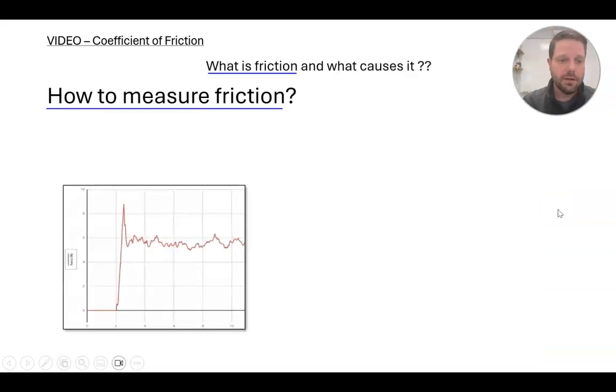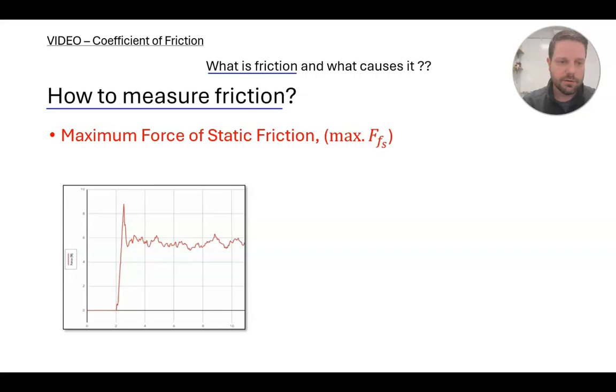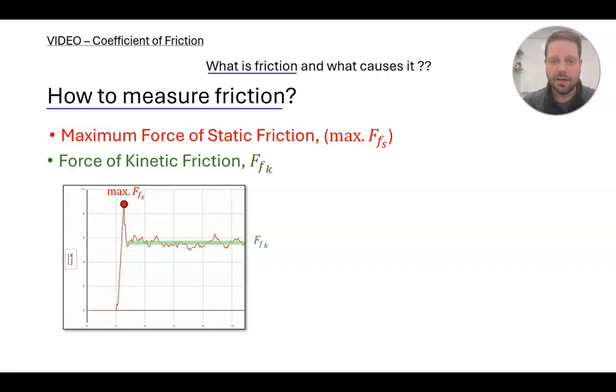So in summary, I can measure the maximum force of static friction by measuring that peak value. The force of static friction can be any value it needs to be up until that maximum value. I can also measure the force of kinetic friction by just pushing it at a constant speed and getting the average force of friction while it's sliding at a constant speed.